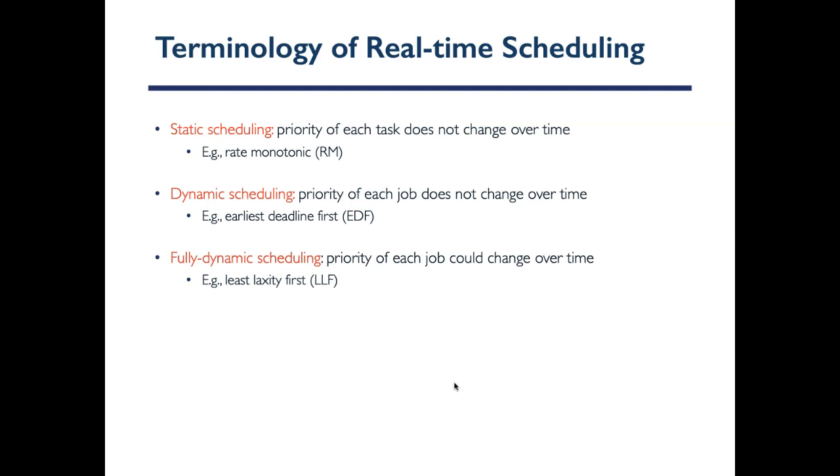Then you have fully dynamic scheduling. These ones assign priorities to jobs, but that priority could actually change over time. So it's the most flexible one. And an example of it is least laxity first scheduling, LLF.